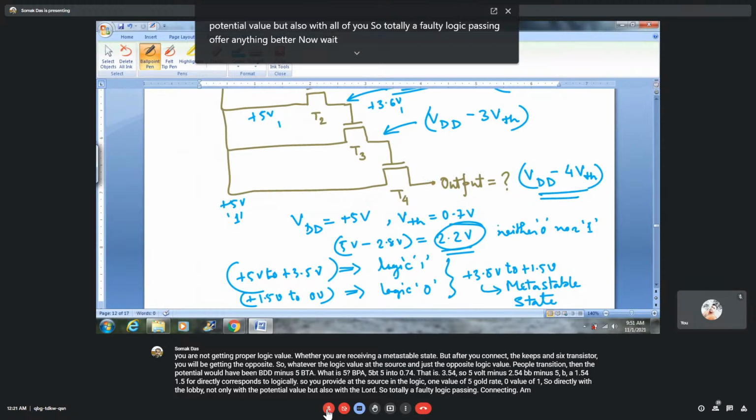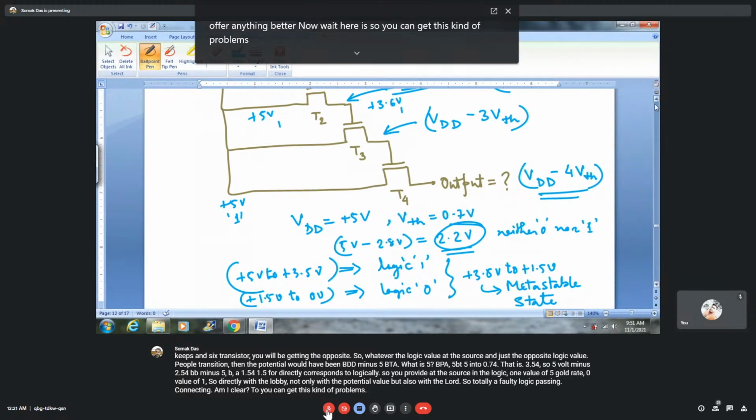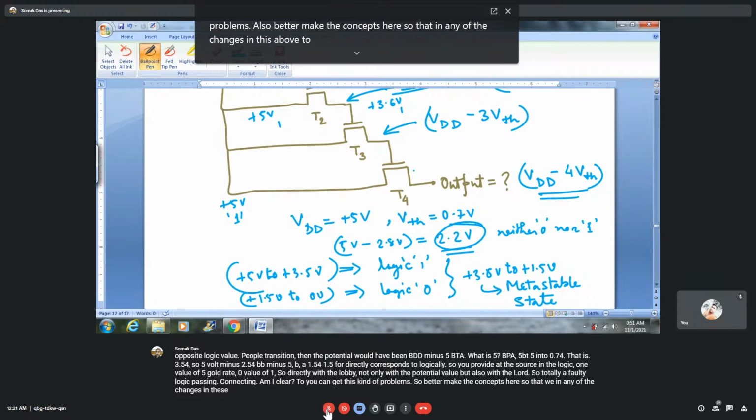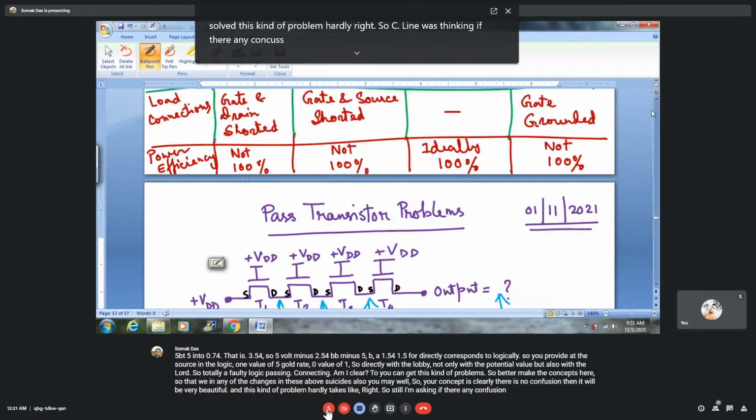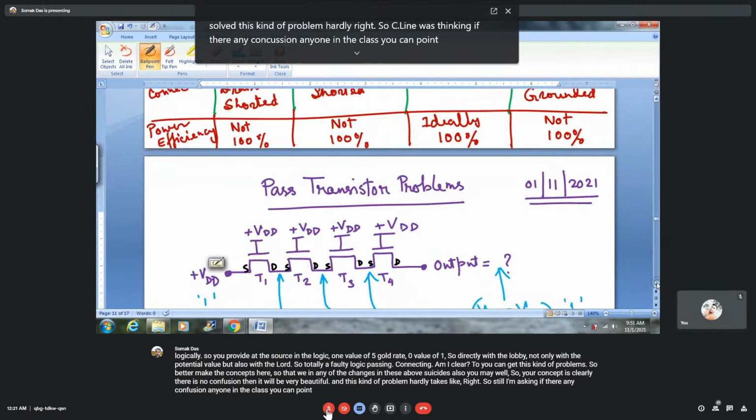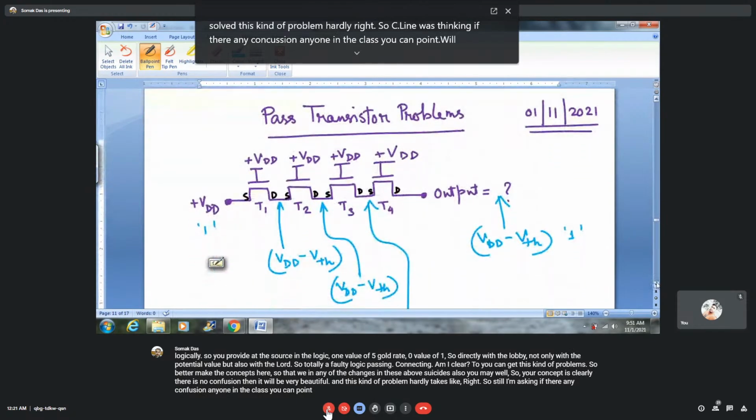Am I clear? Yes, sir. So you can get this kind of problems also in your exam. So better make the concepts clear so that in any changes in these above two circuits also you may be able to solve it. If your concept is clear, if there is no confusion, then it will be very easy to solve. This kind of problem hardly takes 5 minutes to solve. Right? So still I am asking if there is any confusion, anyone in the class, you can point it out. You can discuss. I will not move further into this class.